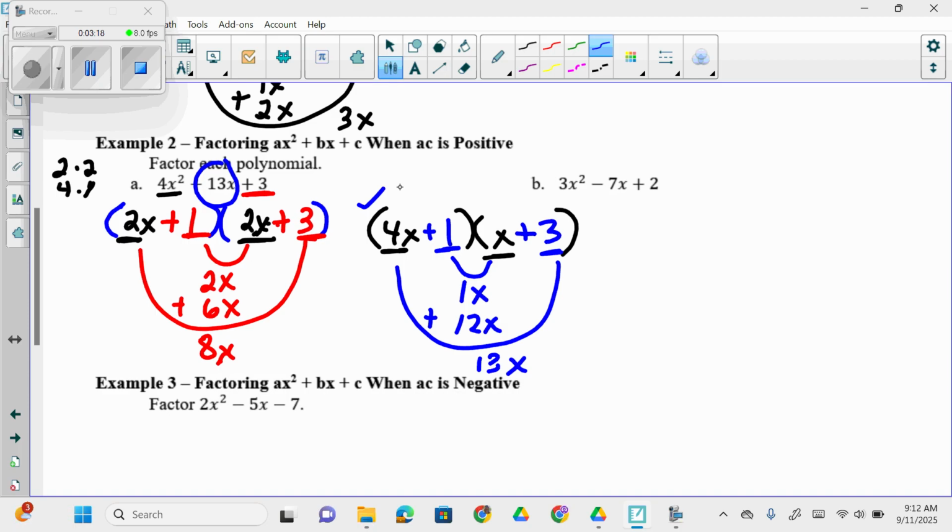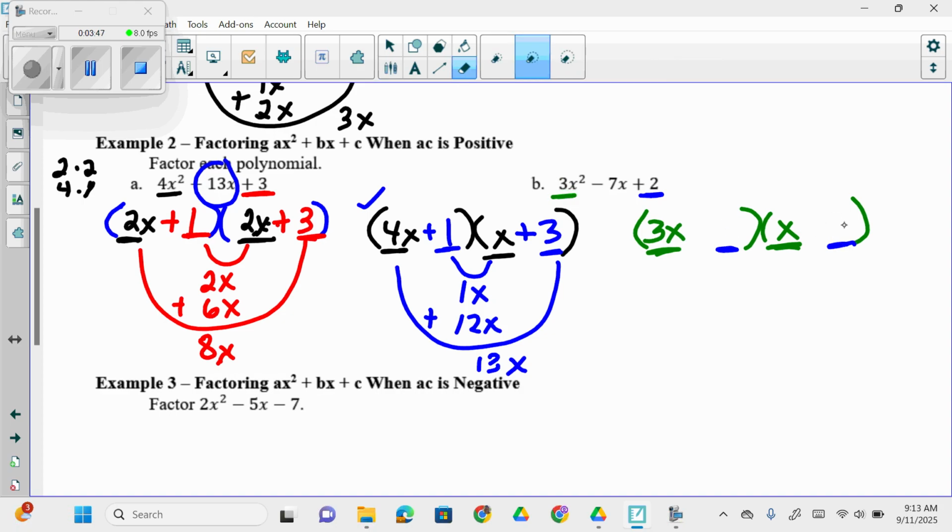Let's try example 2, problem B. All right, I set up my two sets of parentheses. I want the first term times the first term to be 3x squared. So it has to be 3x times 1x. The last term times the last term needs to be 2. Now, I'm not sure if I should put the 2 here and the 1 here, or the 1 here and the 2 here. It's a guess.